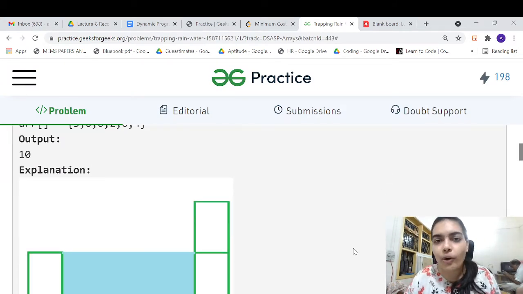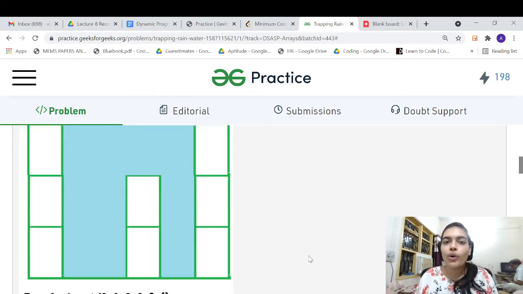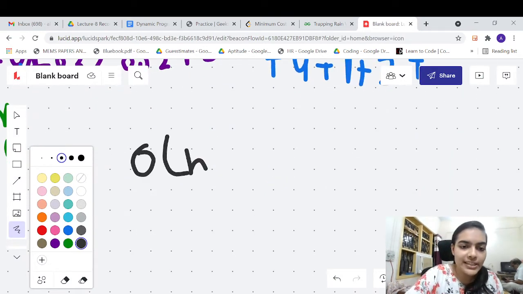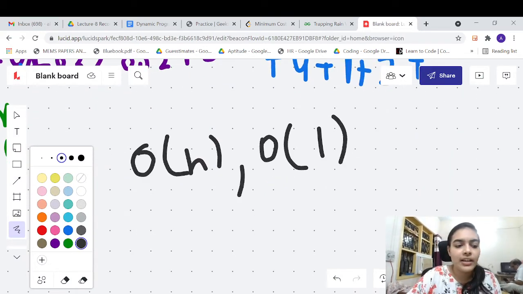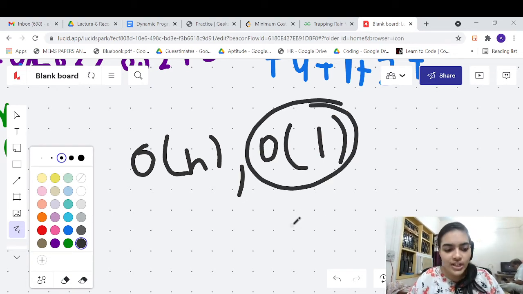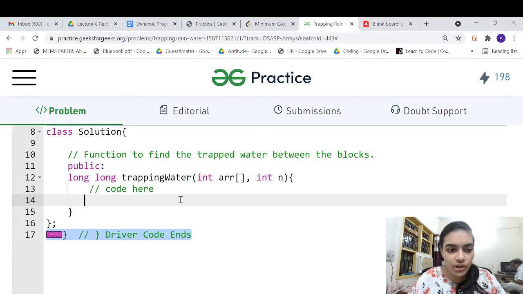So the O of n solution, which was requiring O of n space, is easy to code. You have to declare two arrays, right? We will code the best possible solution, which is O of n time complexity and O of 1 space complexity, because you are just storing 2 pointers, right? So you are not using any extra space, you are not building any array. So let's code the most optimal solution here.